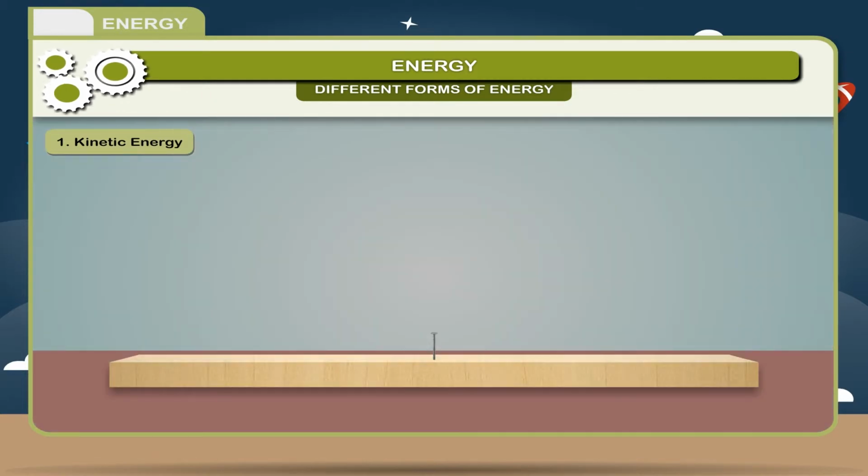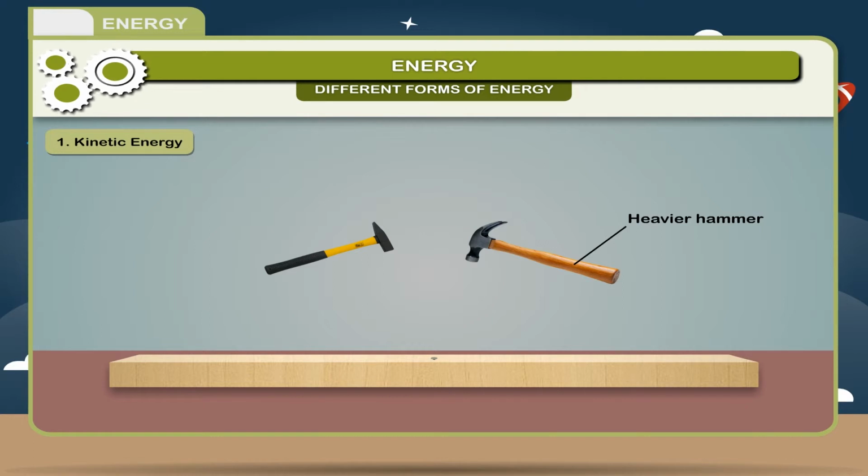Activity. Take one lighter and one heavier hammer. Strike both the hammers one by one on the iron nail fixed on a wooden board. What do you observe? The nail penetrates deeper into the board when the heavier hammer strikes the nail. So, we can conclude that the kinetic energy of the moving heavier hammer is more than that of the lighter hammer. So, the amount of kinetic energy depends on the mass of the moving object.